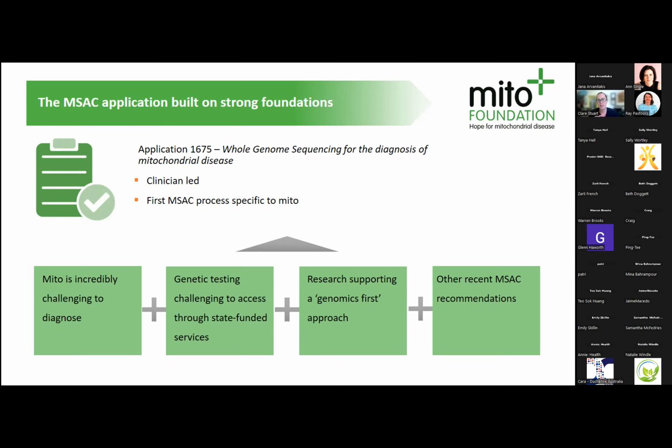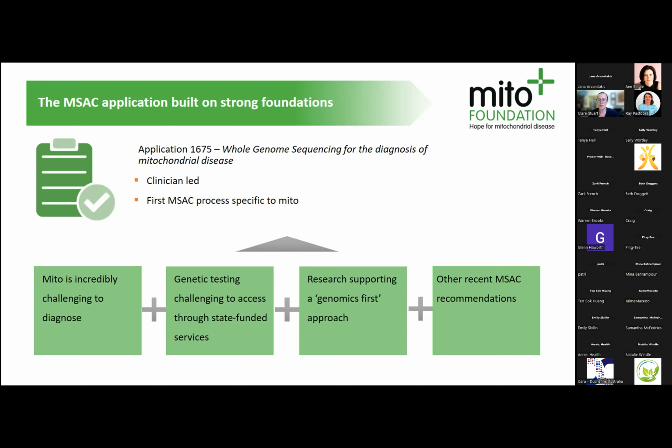The second foundation that's important to understand is that, like many rare conditions and many genetic conditions, testing was incredibly difficult to access through state block-funded services. People with Mito were generally not prioritised because there's limited clinical utility of having a genomic test. There are no precision therapies that treat particular genotypes, for example. And for many people, there wasn't obvious reproductive utility. So that was a challenge in the current system.